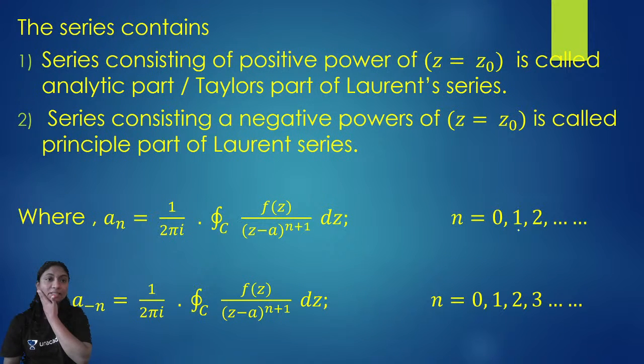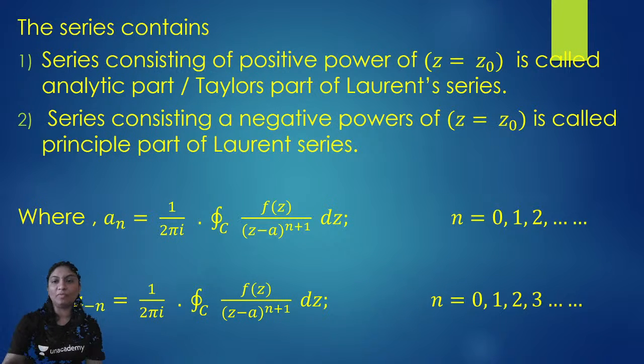Now the series consisting of non-negative powers of z minus z0 is called the analytic part or Taylor's part of a Laurent series. The series consisting of negative powers of z minus z0 is called the principal part of a Laurent series. Now a n is equal to 1 upon 2 pi i into the closed integral over C of f of z upon (z minus a) raised to n plus 1 dz, where n is varying from 0, 1, 2 and so on. And a minus n is equal to 1 upon 2 pi i closed integral over C of f of z upon (z minus a) raised to minus n plus 1 dz, where n varies from 0, 1, 2, 3. This is called the principal part of the Laurent series.